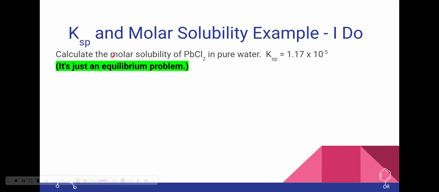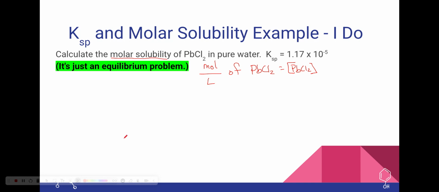Now, we're looking for the molar solubility. So remember what that molar solubility means. We're looking for moles per liter of lead 2 chloride. And we already know, guys, that that is the concentration of lead 2 chloride. So that's what we're looking for in this problem.